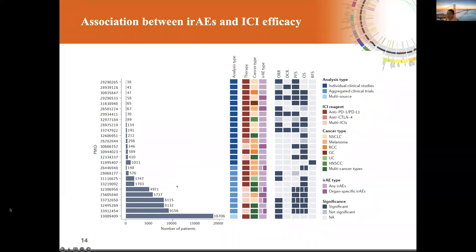The lower ones use different strategies. They can use meta-analysis. And the last one, I think, even uses different multi-source data. So based on different data sources, they can reach different conclusions, suggesting that it is necessary to further study what's going on between the RE and ICI efficacy.